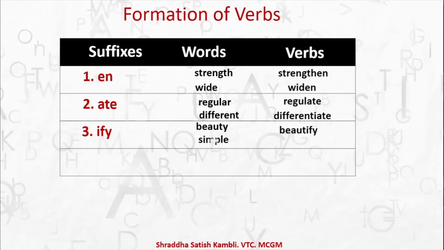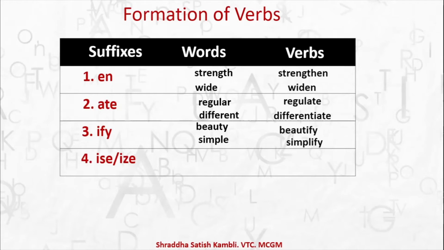Simple becomes simplify. Okay, we have dropped the E and taken the I. Then the I is already there, so we've just dropped the E. Then come to the last example here. So it is ISE or IZE. Both of them are right.